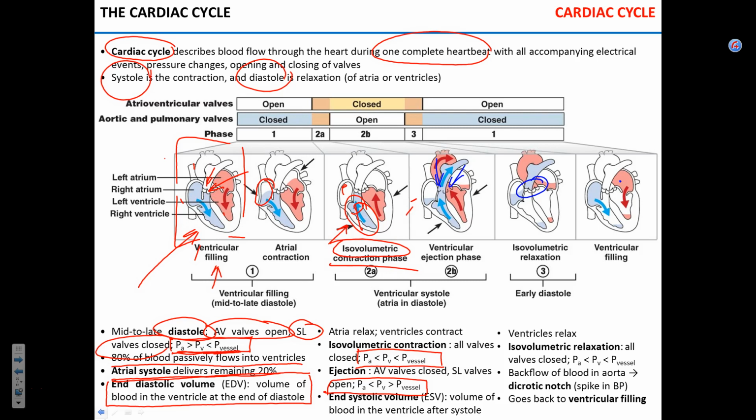Now, another super important term. At the end of ejection, after all the blood that could be possibly ejected is ejected, there is some volume of blood that's left in the ventricle. It's called end systolic volume. So this is the volume of blood that stays in the ventricle after the systole. Are we clear?